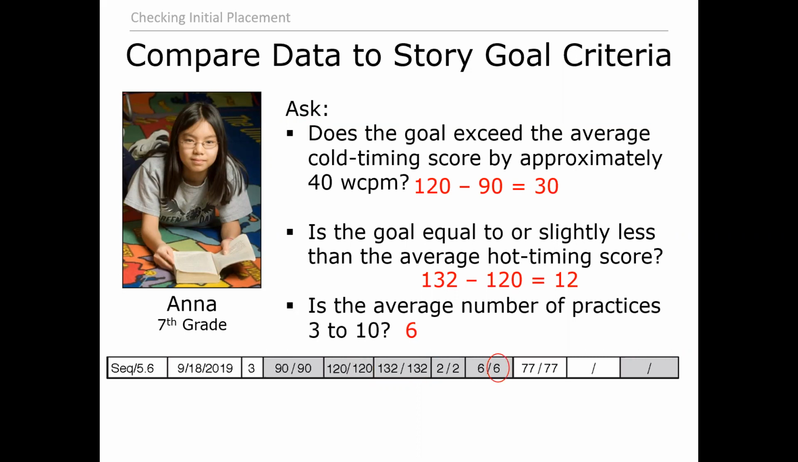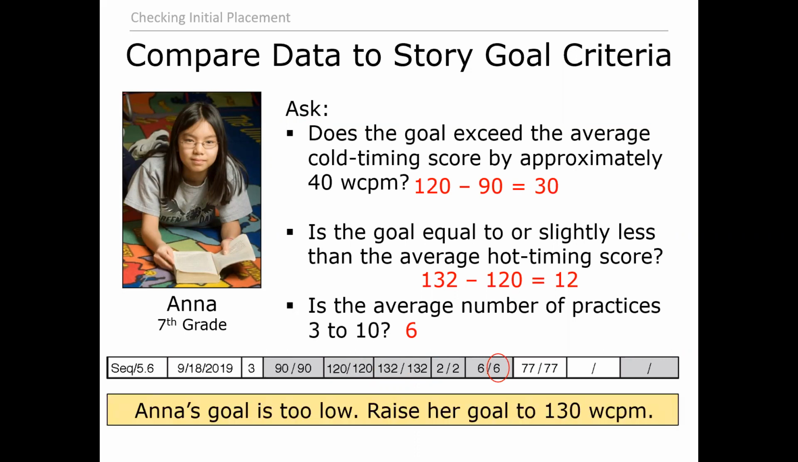And then finally, she is practicing the right amount of time. So of the 3 questions I answered, 2 of them indicated to me that the goal might be too low. Okay, so 2 out of 3 tells me I'm going to go with raising her goal to 130.